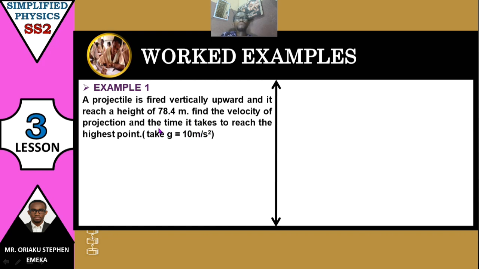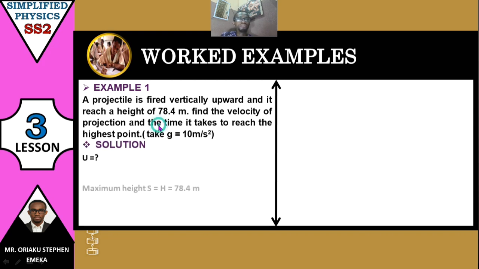What we have been asked here is to find the velocity of projection, that is, the velocity at which this body was released into space, and the time it will take to get to the maximum height. So, solution: we first of all write the things that were given to us.